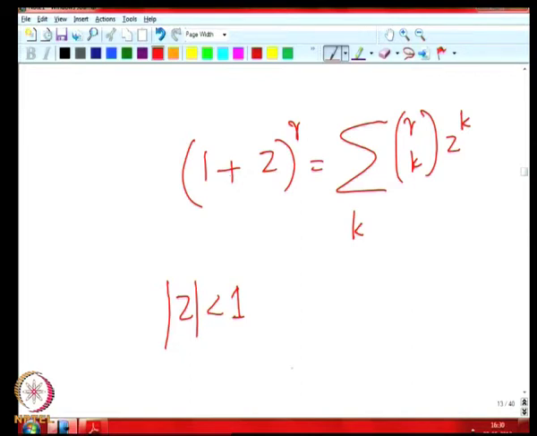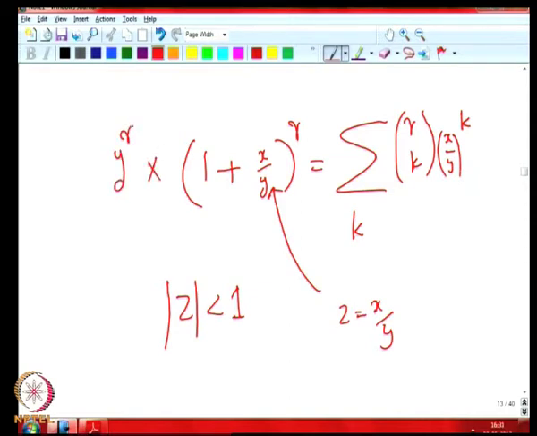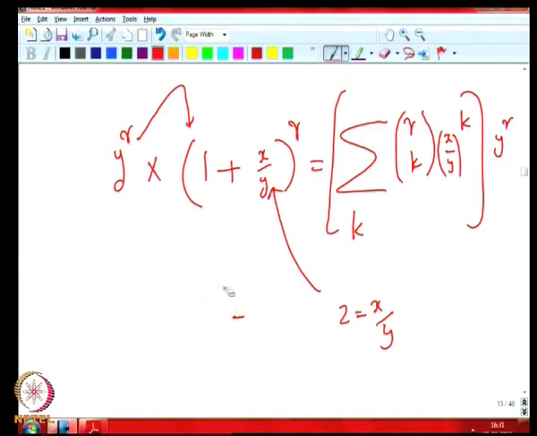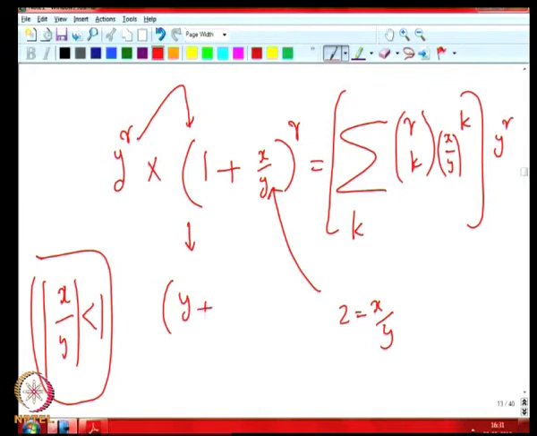Note that if you know this, the other formula will come very easily by substituting z equal to x by y. Put x by y here, so this will also be x by y raised to k. Now you can multiply both sides by y raised to r. When y goes inside, because it is y raised to r into a power, the condition becomes x by y less than 1, and this becomes y plus x to the power r equal to sigma k of r choose k, x raised to k into y raised to r minus k, right. This is the way it will happen.